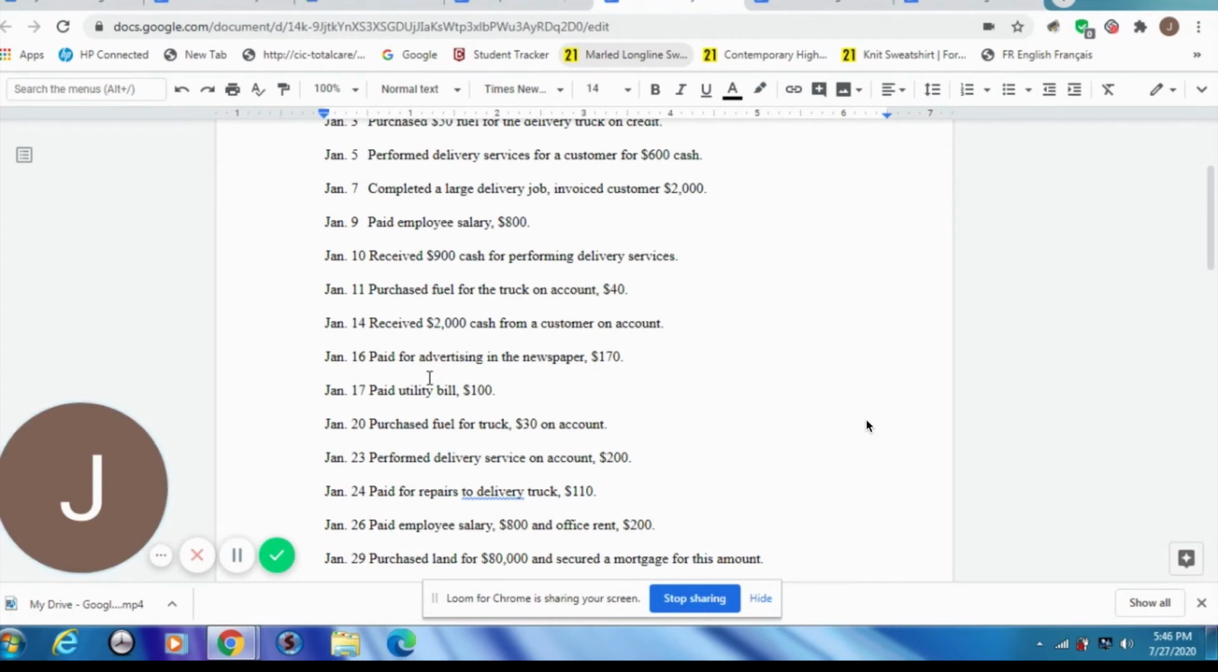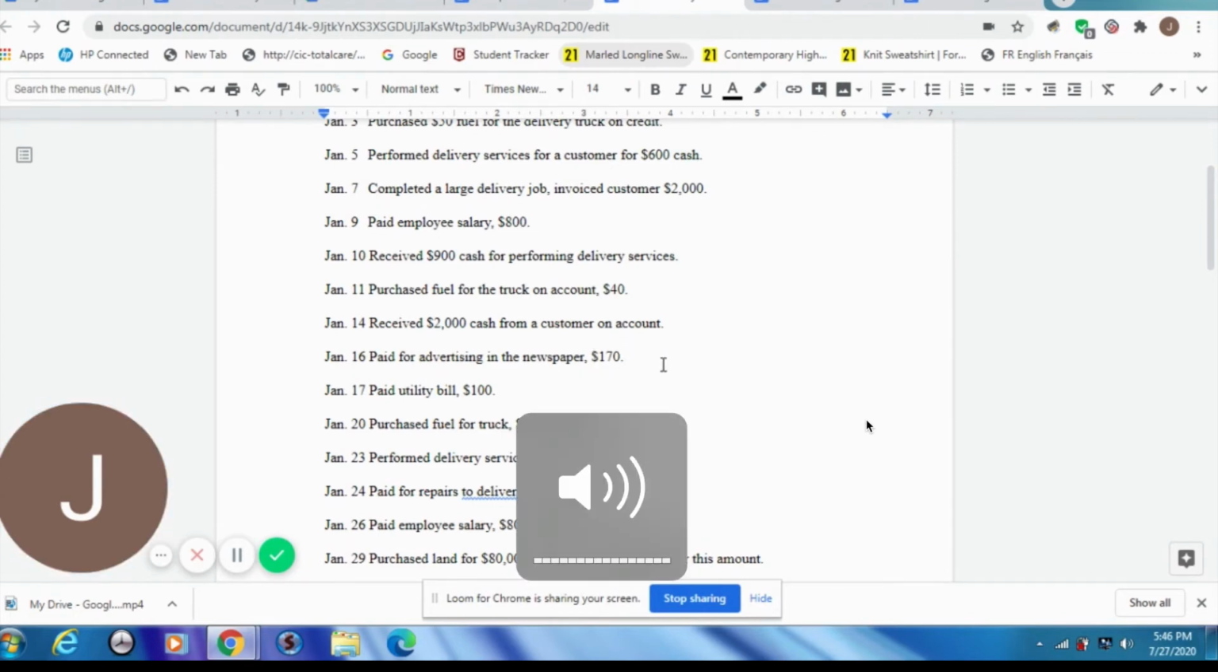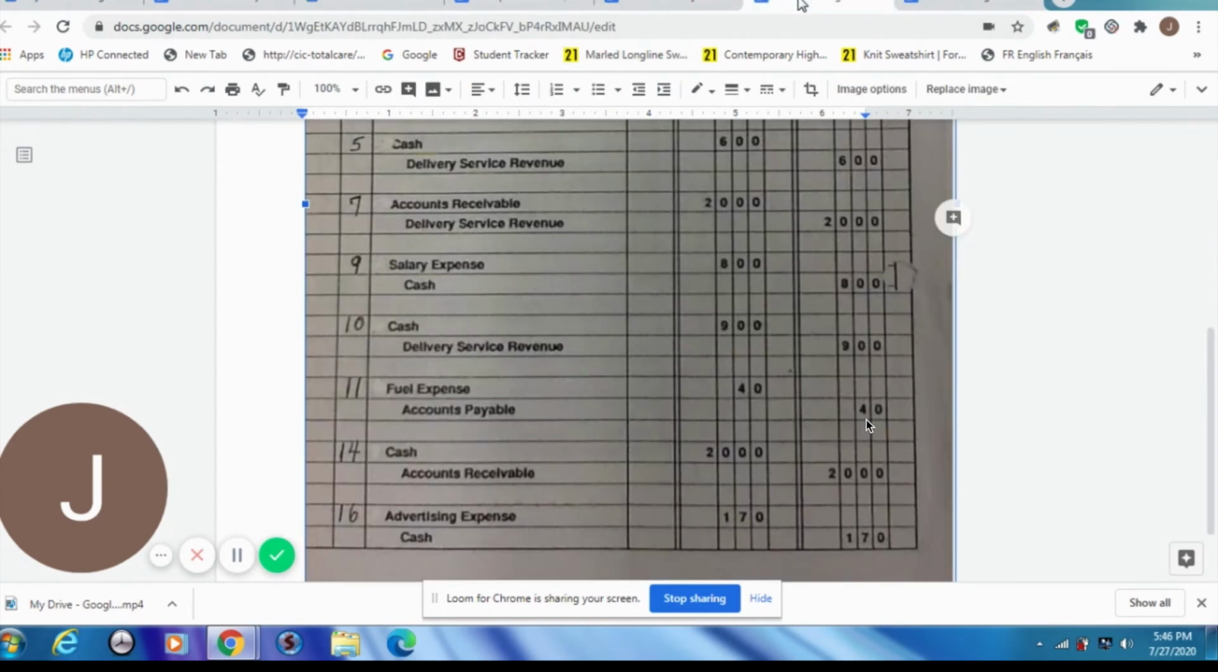On the 16th, it says paid for advertising in the newspaper, $170. So we are advertising our services in a newspaper in order to try and get more sales. Right, so let's go to our journal here. We're on the last spot in our journal, so we're going to have to go to a new page after this entry. We've got room for one more. Put the 16th in here. We will debit advertising expense 170 and we'll credit cash 170. Okay, and that's the end of that journal page.